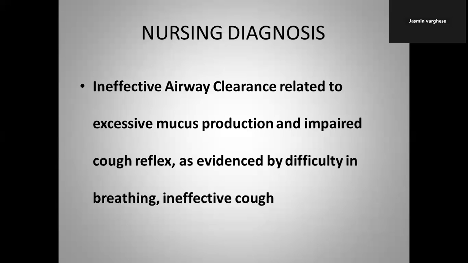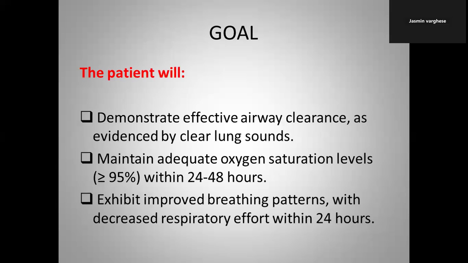So this is an example nursing diagnosis: ineffective airway clearance related to excessive mucus production and impaired cough reflex, as evidenced by difficulty in breathing and labored breathing and ineffective cough. So this is the nursing diagnosis. Like that you have to write. And goal, I have given 3 goals here. Depending upon the condition of your patient, you can write the goal also.